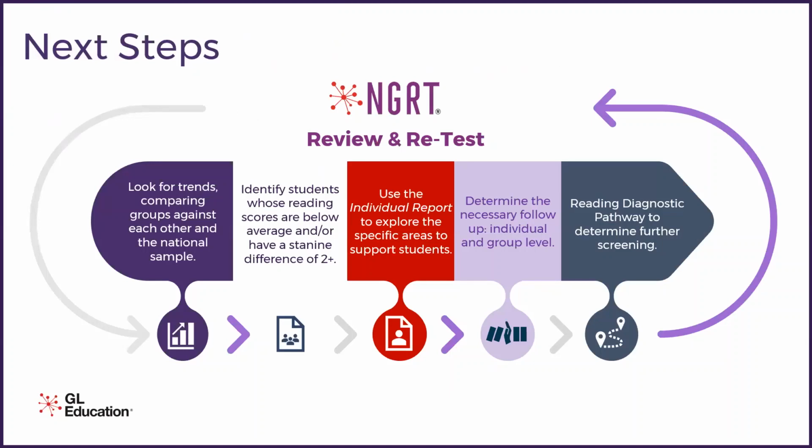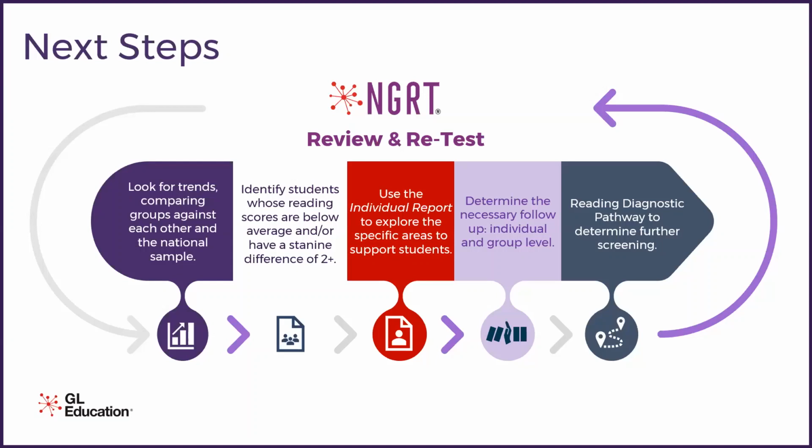Let's look at the testing cycle again. Use the group report for teachers to look for trends in the data, comparing groups against each other as well as against the standardization. Start with running the group report and identifying students who have below average scores. Also look at sentence completion and passage comprehension Stanines and highlight any students who have a difference of 3 or more.